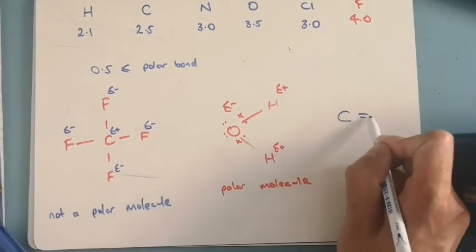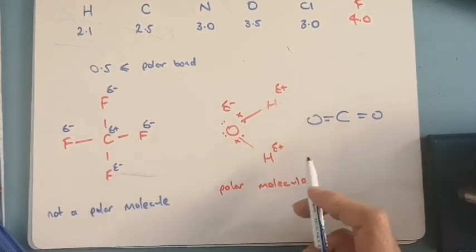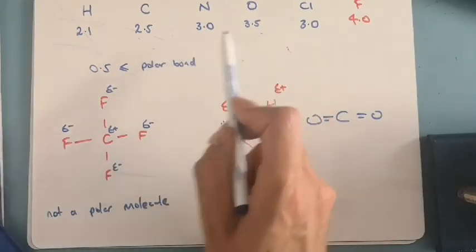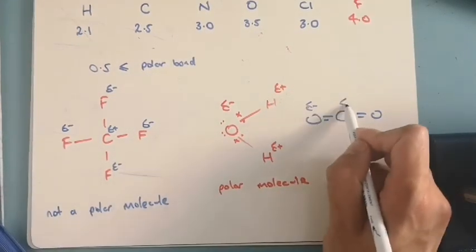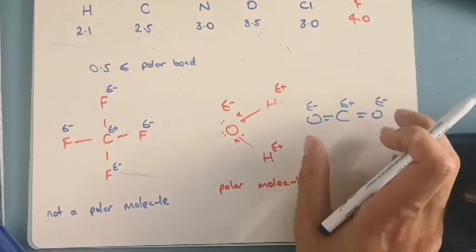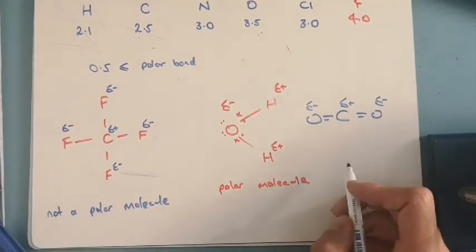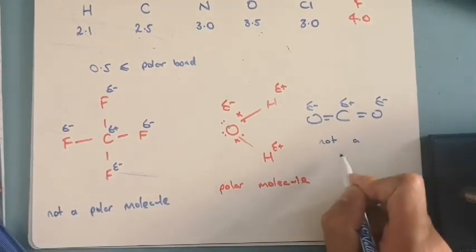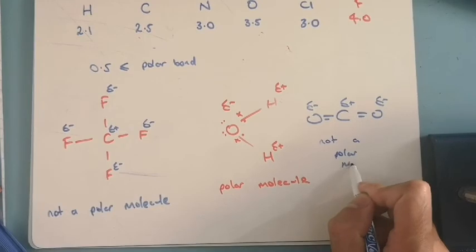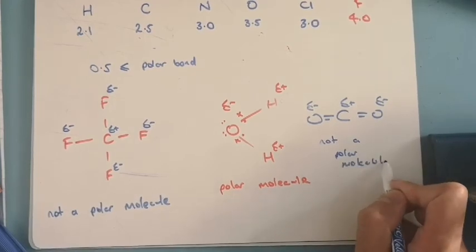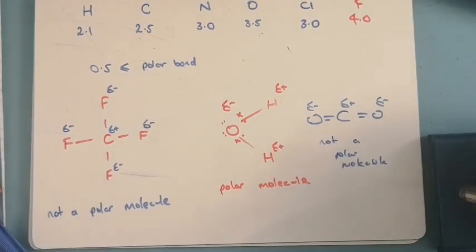If we take another example, one that isn't, carbon and oxygen, so big electronegativity difference, so we do get polar bonds here, but because they're pulling on either side, it's not a polar molecule. So not a polar molecule. And that is electronegativity and bond polarity.